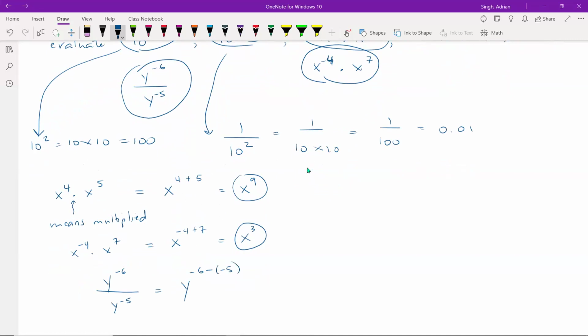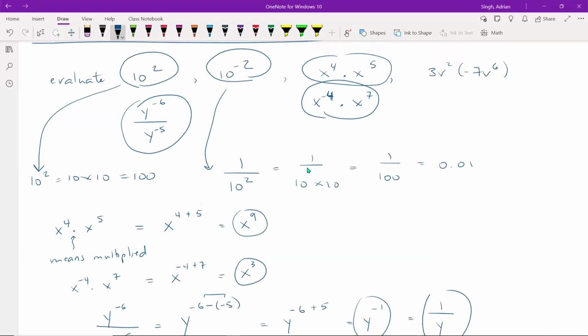That's probably the most critical part of this right here, because you actually have the division, which means subtracting, and you have your -5. So this one will be the same as y to the -6, a negative times a negative is a positive, +5. So this is the same as y to the -1, which is also the same as 1 over y. Anything to the -1 is 1 over that number. So 1 over y, or y to the -1, would be that.